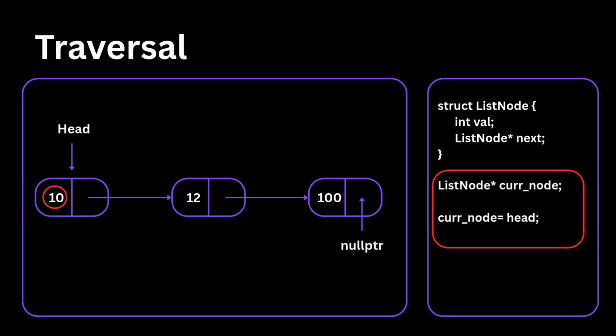Head has a value of 10, so we set current node equal to head's next pointer. Current node now has a value of 12, which is still not right, so we set current node to its next pointer again. Now current node has a value of 100, so we can stop. This is essentially how linked list traversal works. We start from the head and work our way towards the desired node or until we reach the tail.